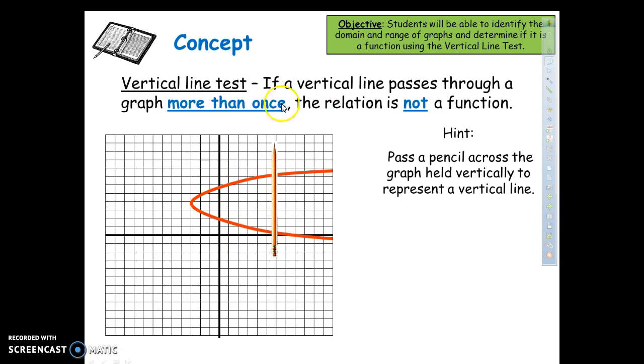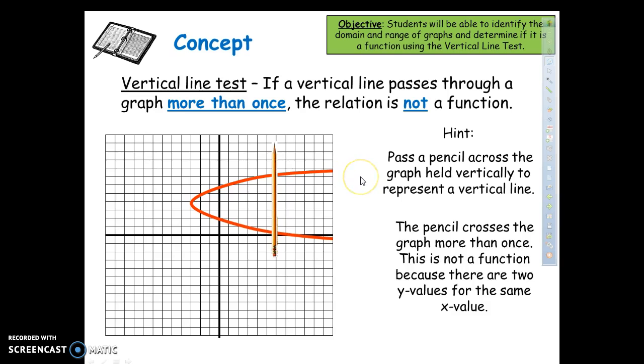Notice, here I have a vertical line passing through the graph, and it touches here, and it touches here. Since my vertical line touches the graph at more than one spot, this is not a function. This is not a function because there are 2 y values for the same x value. And this ties back into our lesson where each x value can only have 1 y value. So since this x value here has more than 1 y value, this is not a function.